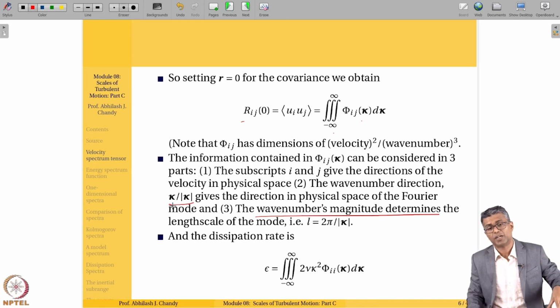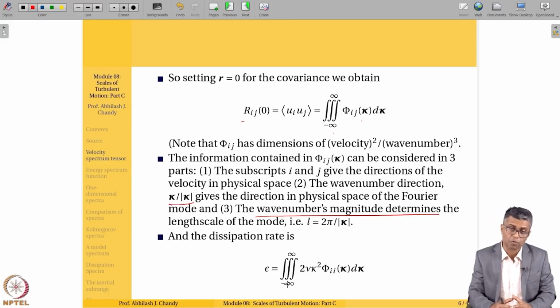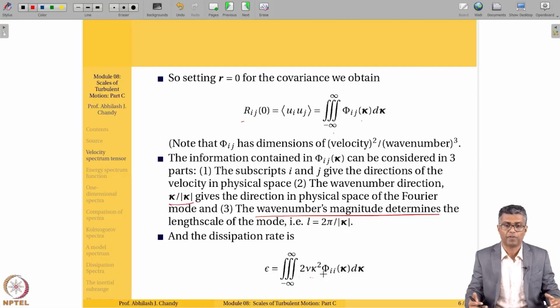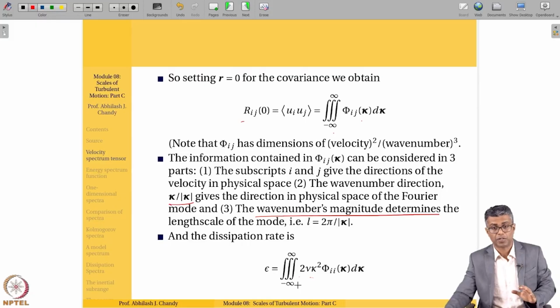And then you have the dissipation rate. If you consider the dissipation rate, that can be obtained from the velocity spectrum tensor by taking the same component of velocity, that is phi ii. There would be a 2 nu kappa squared phi ii d kappa, integrated over all wave numbers, from minus infinity to infinity. I hope this is clear. So that's the dissipation rate.